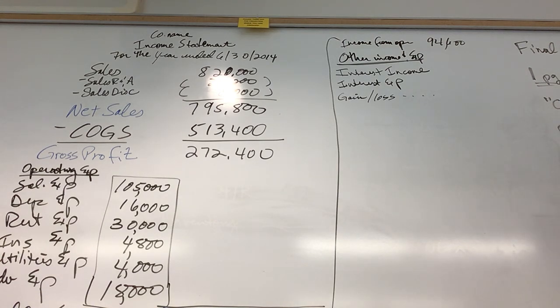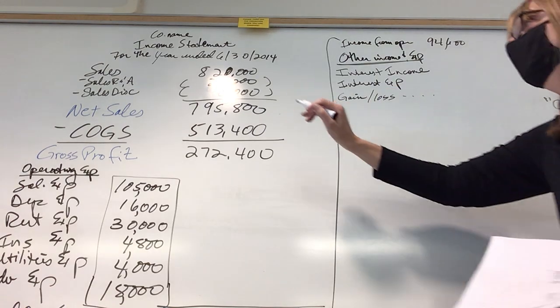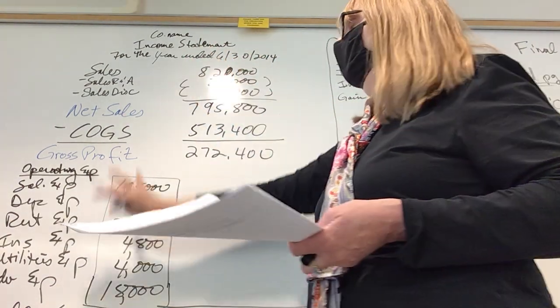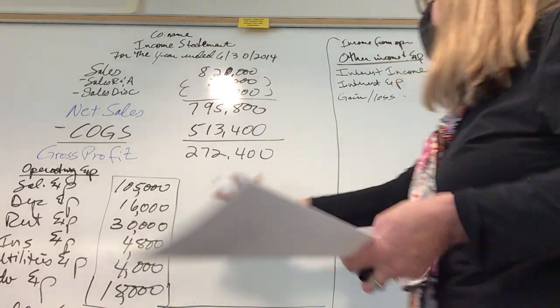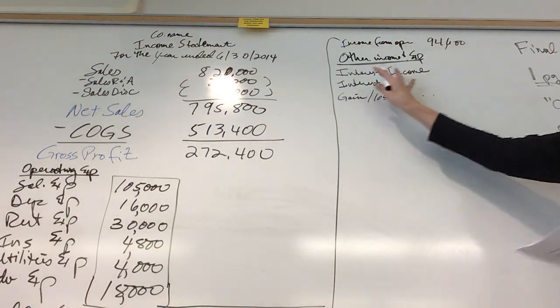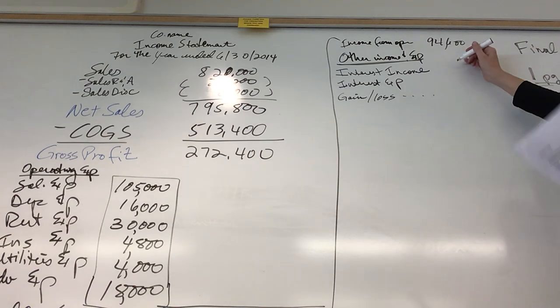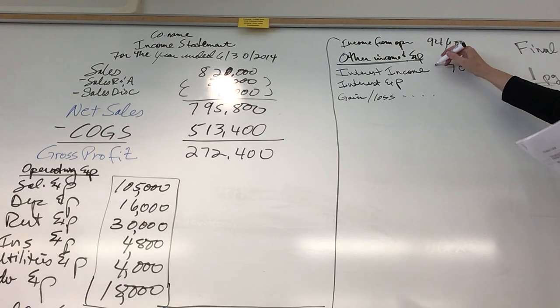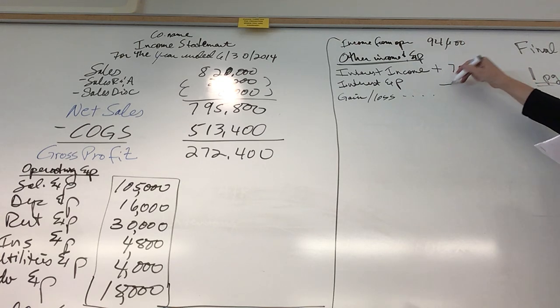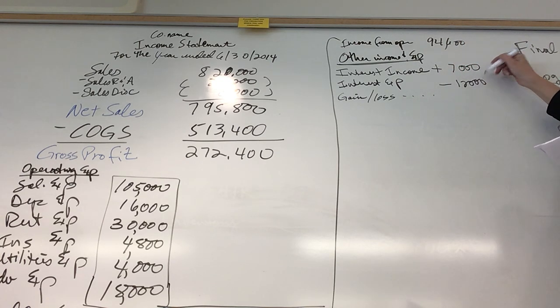Now, the thing that kind of messes students up again is, remember, we're used to having revenue minus expenses, but now we have revenue minus expenses, and now some income and expenses all mixed together. So just make sure you get the right sign here. All right, this 7,000 should be added in, and this expense should be subtracted, so make sure you get the right sign on those. Everybody got that?